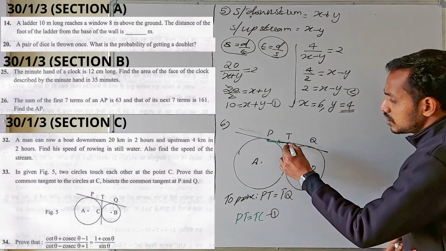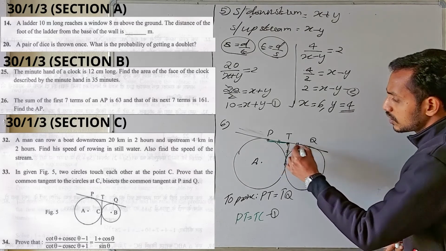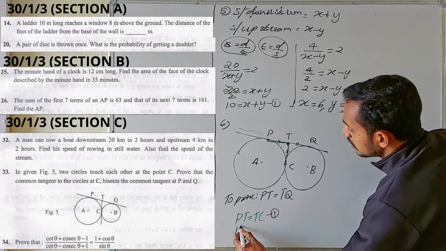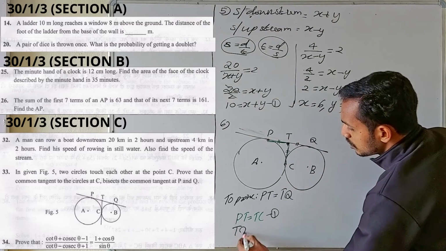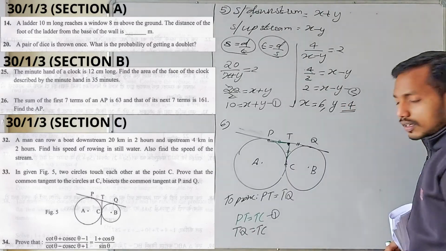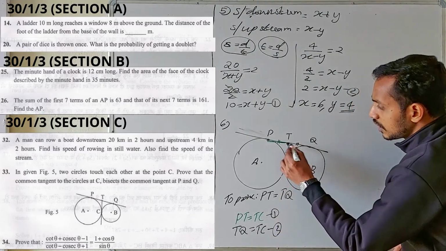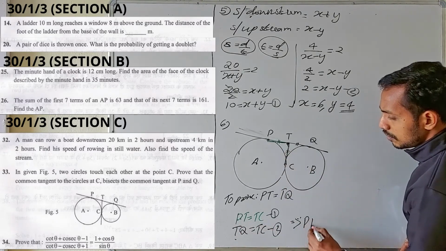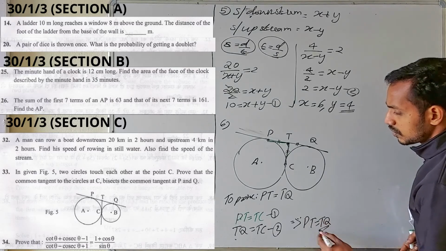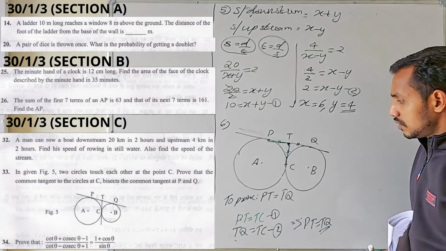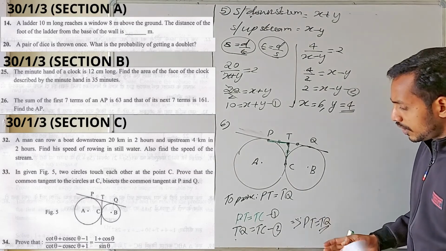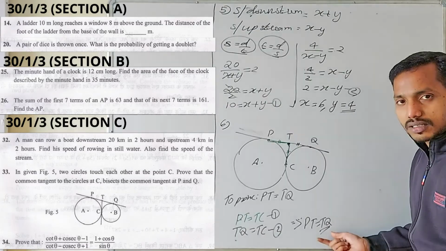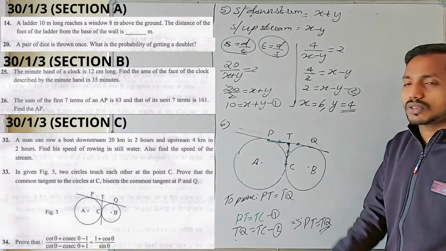Clear? Similarly, TC is equal to TQ because these two are the tangents from the point T to the second circle. Also, we have TQ is equal to TC. Clear? Equation number 2. Both the tangents are equal to the common one, TC. Therefore, PT is equal to TQ. Very simple question. In this question we have to write the theorem name, and then only we will get the complete mark. Okay, so this is the concept of this question.